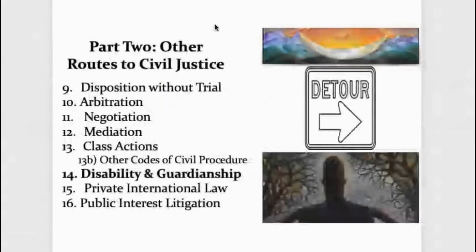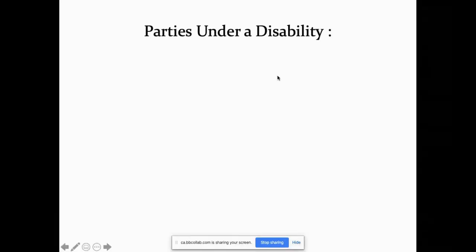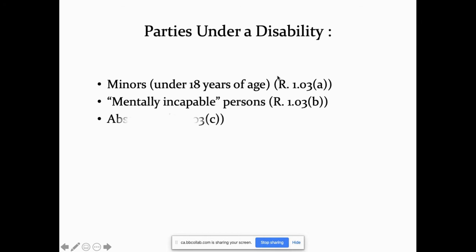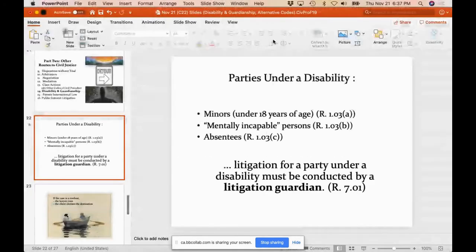It means a party is under a disability if they, first of all, are a minor under 18 years of age, if they are mentally incapable, or if they are absentees. So an absentee, there's a footnote there that defines that, basically means someone who has disappeared or whose whereabouts are unknown, even though they were previously a resident of Ontario.